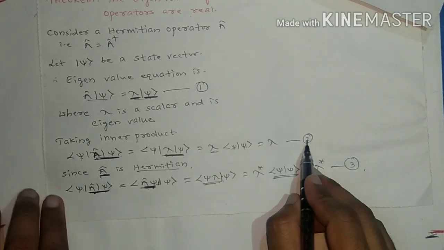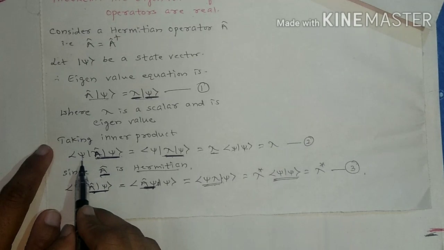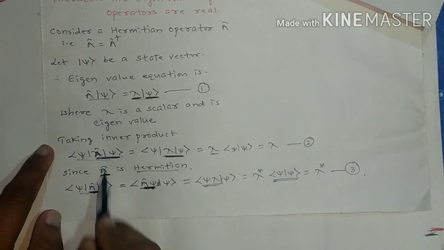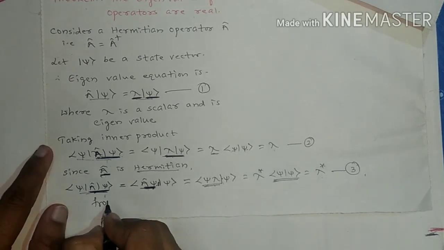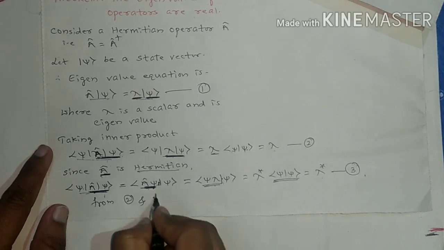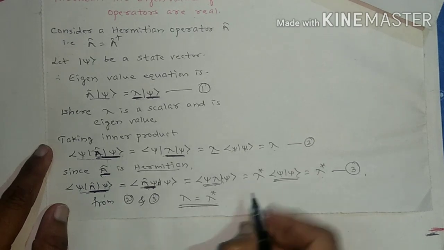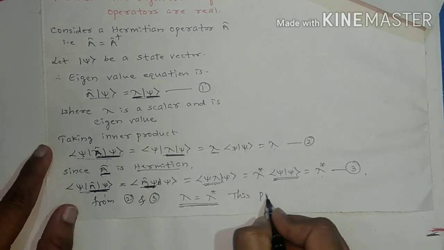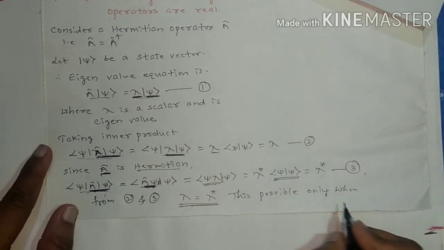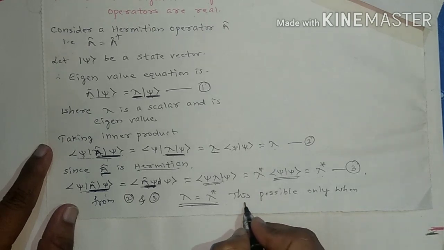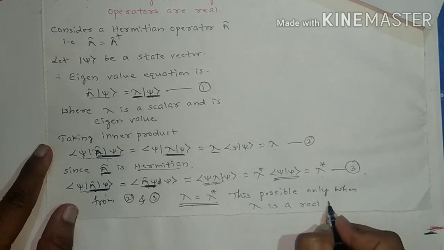So let us look at equations number 2 and 3. Both are the same: here it is equal to lambda, and here it is equal to lambda star. So from 2 and 3, lambda is equal to lambda star. This is possible only when lambda is a real number.